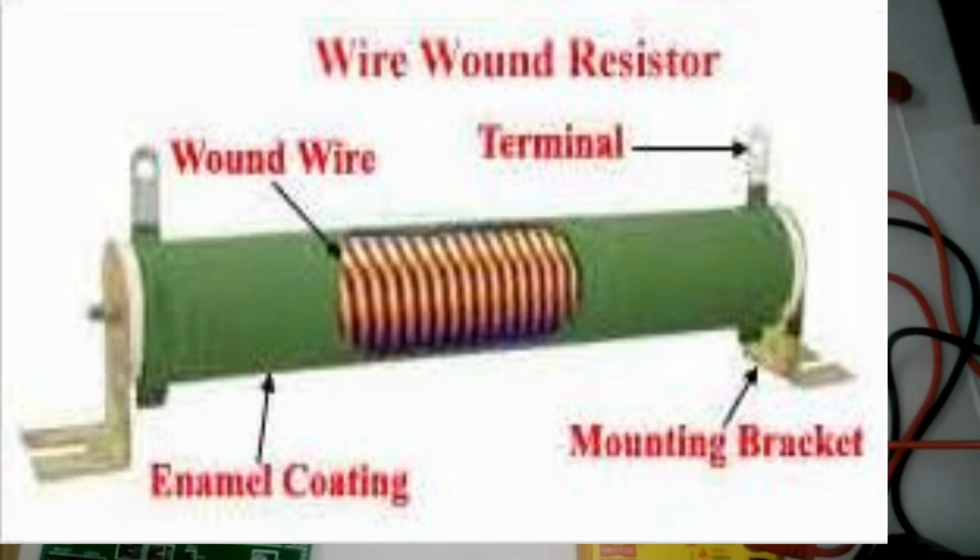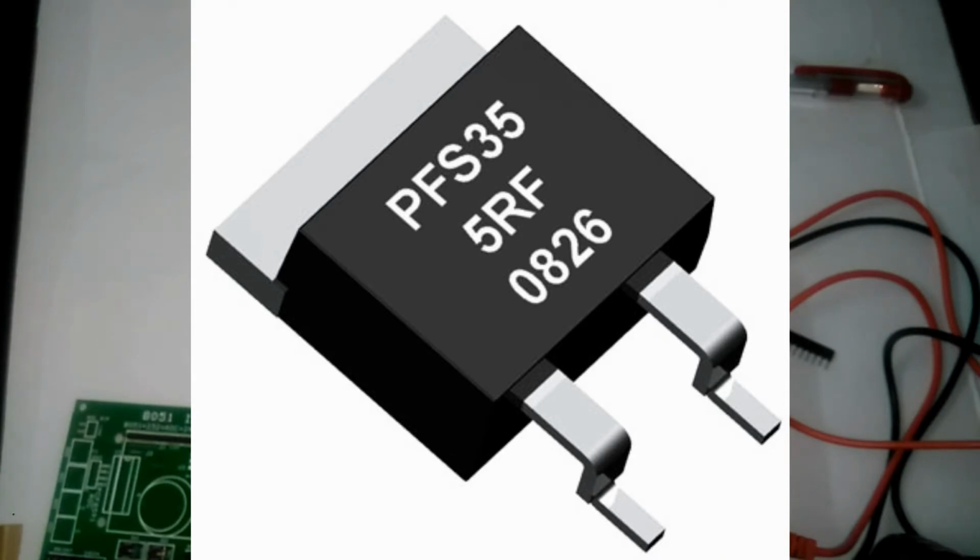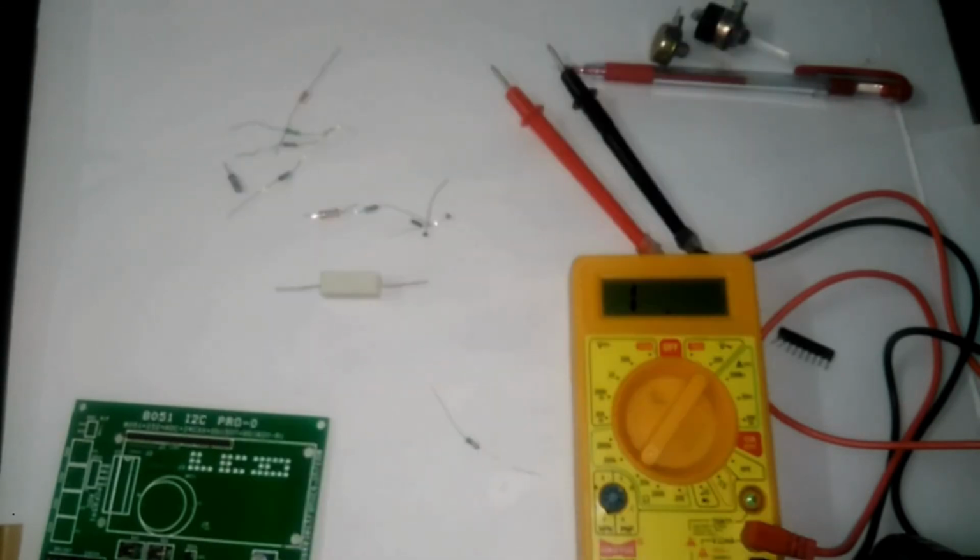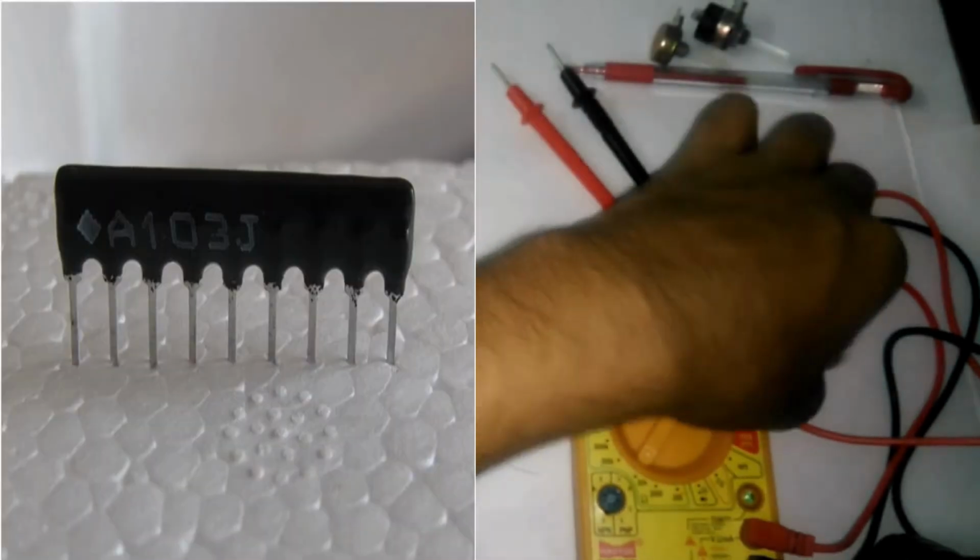Now the next one is the thin film resistor. In the thin film resistor, the structure is the same as the carbon film resistor. It has more accuracy and it is more temperature stable. And the next one is the thick film resistor. We have a thick film resistor here.